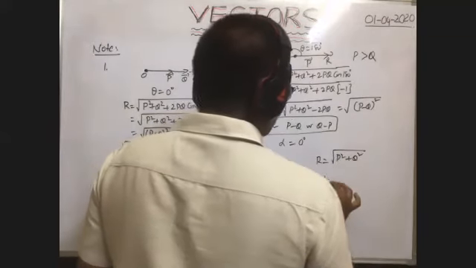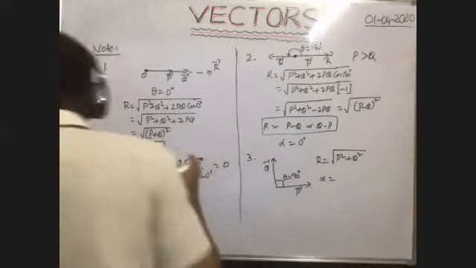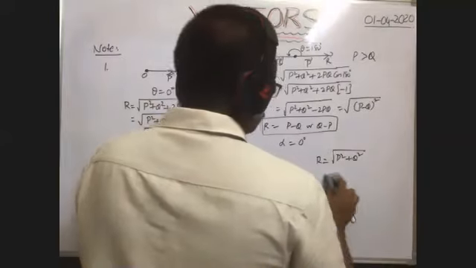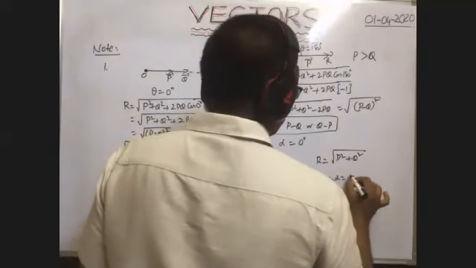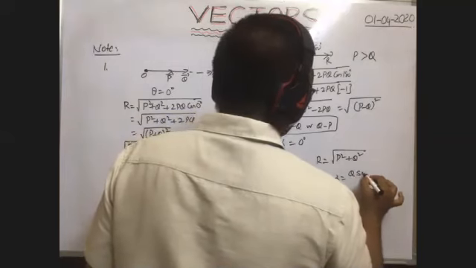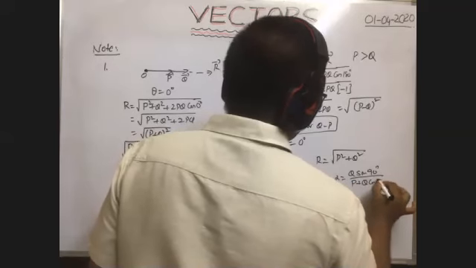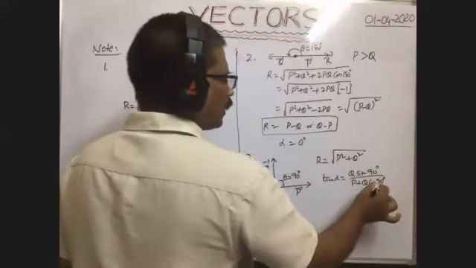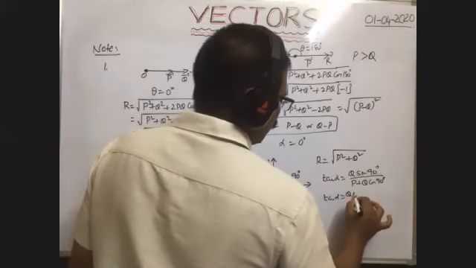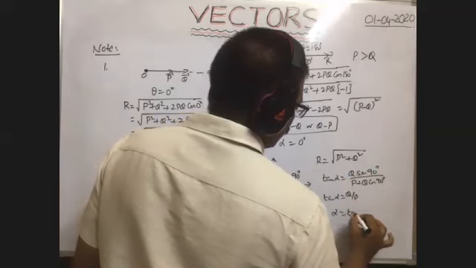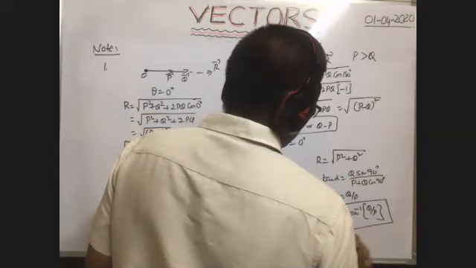Next, what is the direction of the resultant? You write tan alpha is equal to Q sin theta by P plus Q cos theta. Sin theta means sin 90, which is 1, and Q cos 90 is 0, so it is Q by P. So tan alpha is equal to Q by P, or alpha is equal to tan inverse of Q by P. This is the direction of the resultant.